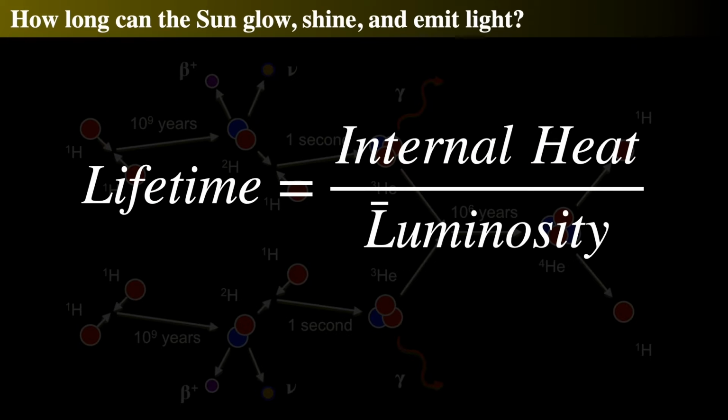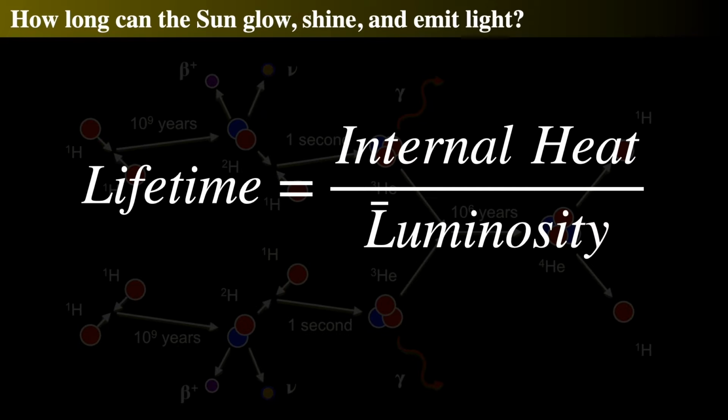All right, big question. How long can the sun glow or shine or emit light? How long has it been doing it? How long can it do it? What is the lifespan of the sun? It's a really important question because it has bearings on pretty much everything else in the entire solar system, including the evolution of life on Earth.